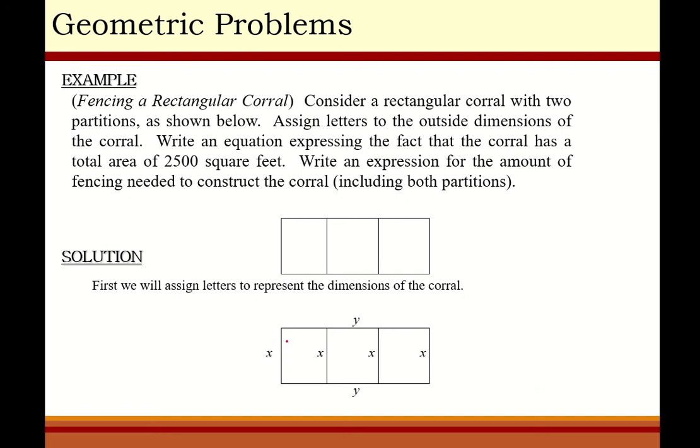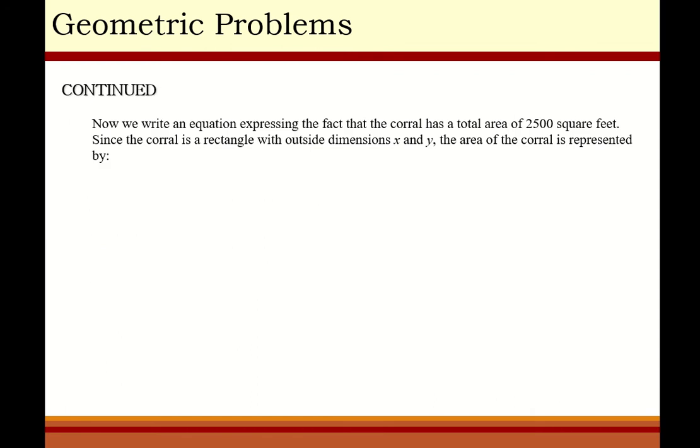So we can let this vertical line be our x, and the horizontal line be our y. It doesn't matter, class, if you use y here or x here for the horizontal, that's okay. Now we write the equation expressing the fact that the corral has a total area of 2,500 square feet. Since the corral is a rectangle with outside dimensions x and y, the area of the corral is represented by area.